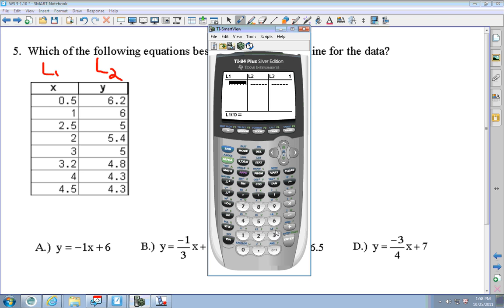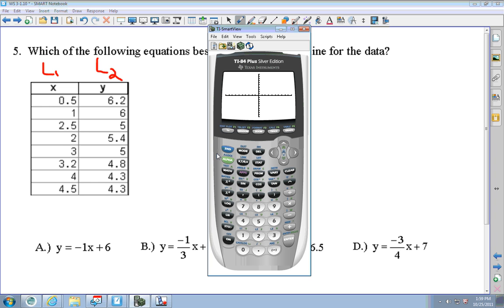So here we go. I'll go in there and do 0.5, 1, 2.5, 2, 3, 3.2, 4, 4.5, 6.2, 6, 5, 5.4, 5, 4.8, 4.3, and 4.3. Okay. Now, remember when I press graph, I don't see anything.